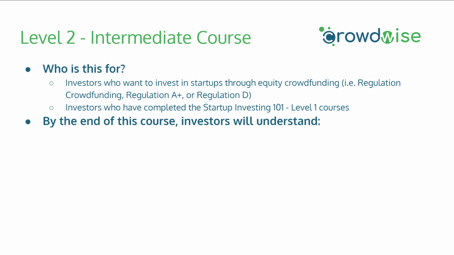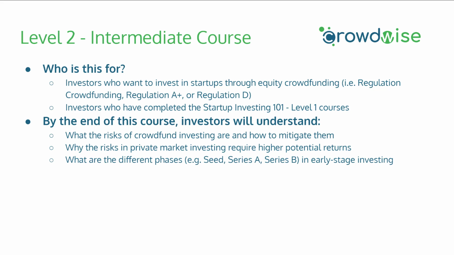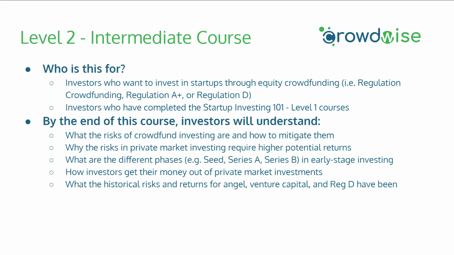By the end of this course, our hope is that all the investors will understand what the risks of crowdfund investing are and some ways to mitigate them, why the risks in private market investing require much higher potential returns if people are actually going to invest, what the different phases are, for example, seed, Series A, Series B, and so on in early stage investing, and what they mean, how investors get money out of private market investments, or so-called exits, what the historical risks and returns are for other private market investments, such as angel investing, venture capital, and Regulation D, as well as we'll be taking a look at some other countries where equity crowdfunding has been around for a little longer, such as the UK.